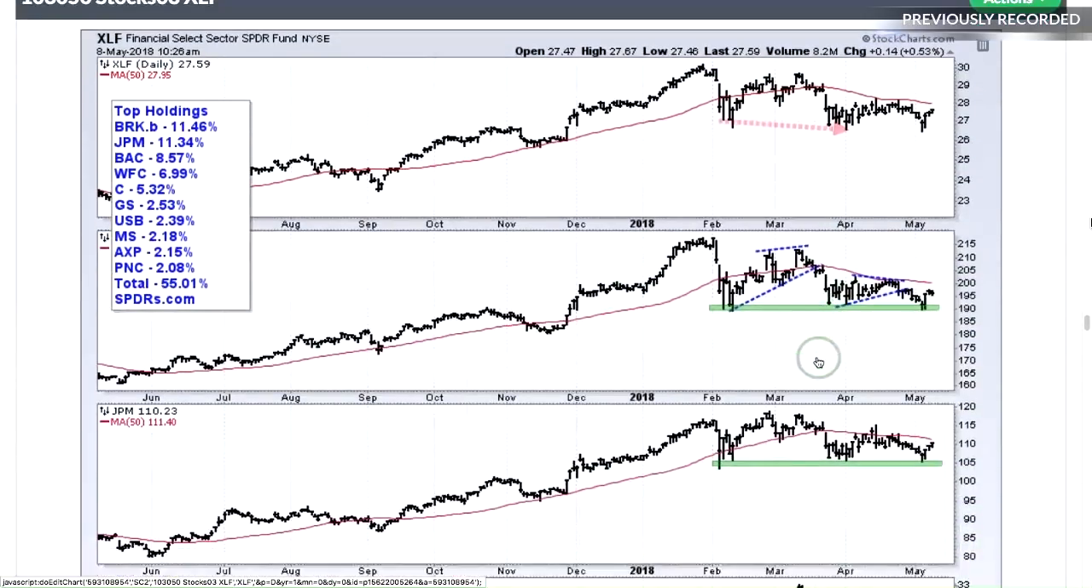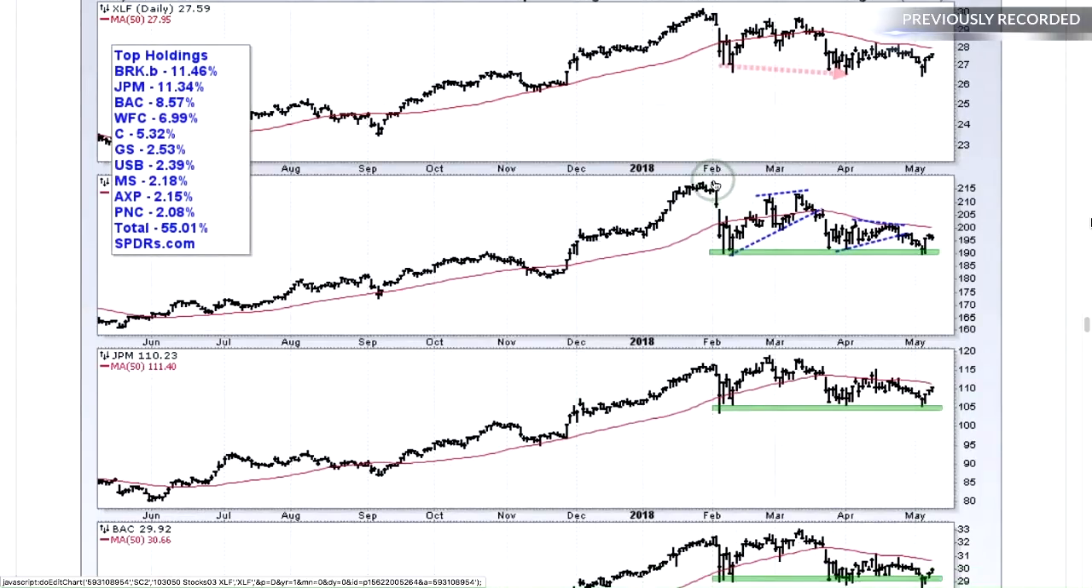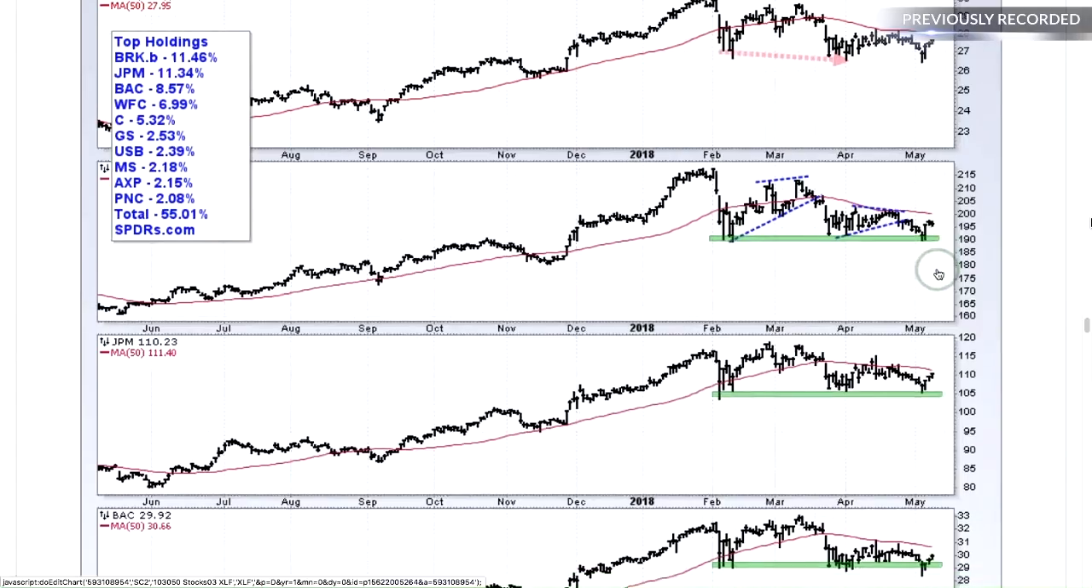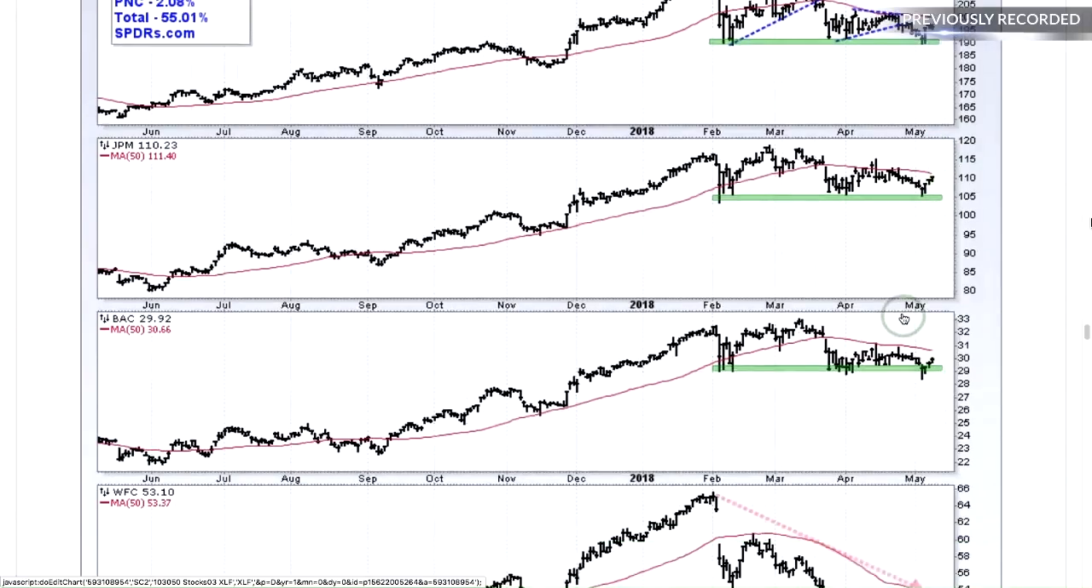So here's finance. You look at the top 10 holdings, account for 55%. And at the top, as you saw before, Berkshire, JP Morgan, and Bank of America. So first up is Berkshire. It's kind of got that descending triangle and it's trading at support. And then we look at JP Morgan. Now it's one of the stronger ones because it held above its February low in April there. It's testing support here. So it might be the one to watch if we get a bounce in finance.